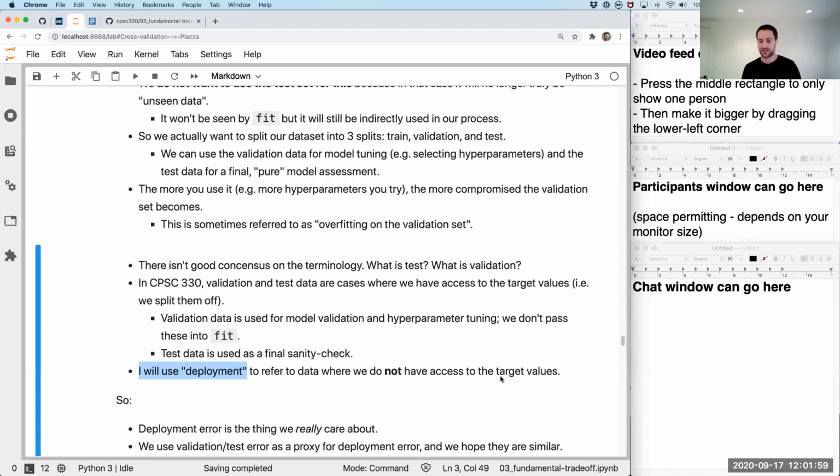How is deployment data different from test set? Test set is part of your original data set where you know the answer, you have the Y values, and you're saving it for assessment. Deployment is when you're actually going to use this later on, and you don't know what the Y value is, because that's the whole reason you're using this.